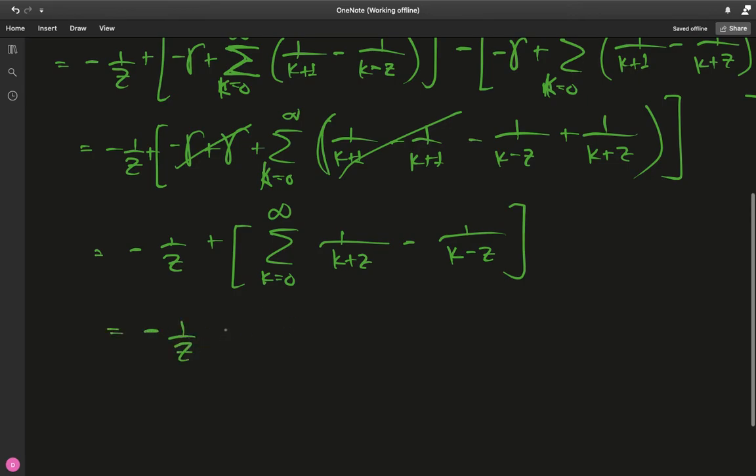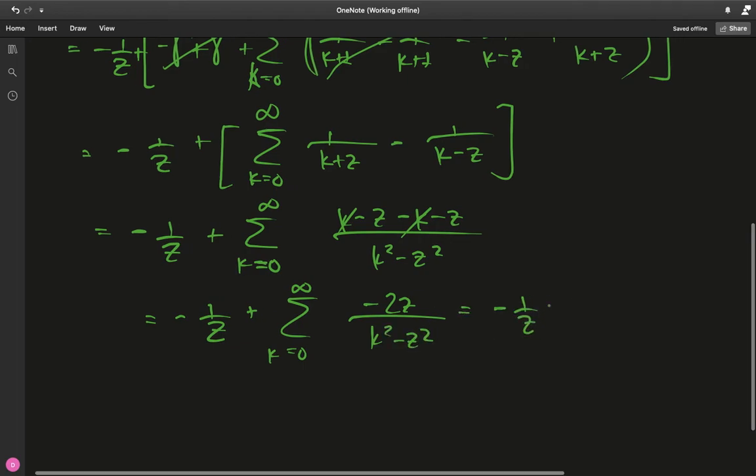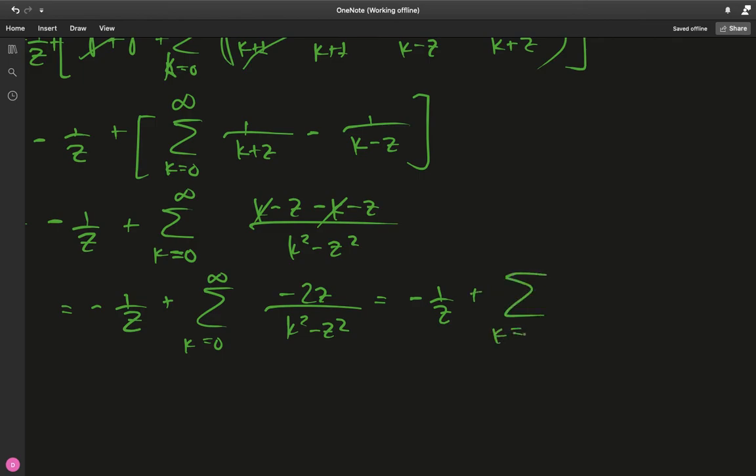And I believe we can achieve a common denominator by taking the LCM. k minus z times k plus z is k squared minus z squared, difference of squares formula. This goes away, with minus 1 over z plus sum from k equals 0 to infinity of negative 2z over k squared minus z squared, which can be expressed as minus 1 over z plus sum from k equals 0 to infinity of 2z over, I'm taking the negative and then flipping the denominator, we get z squared minus k squared.